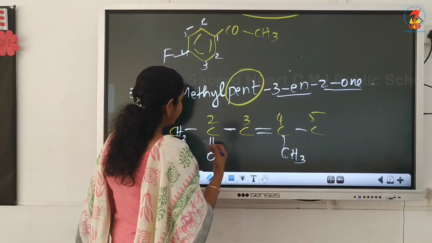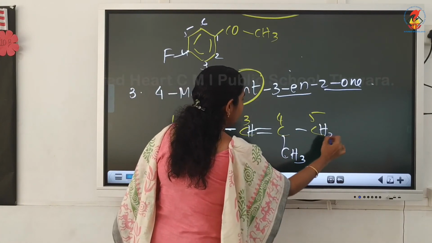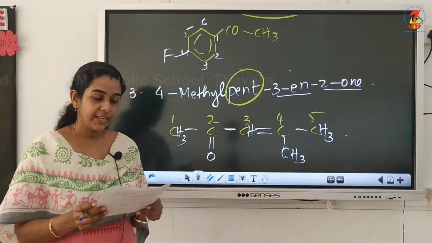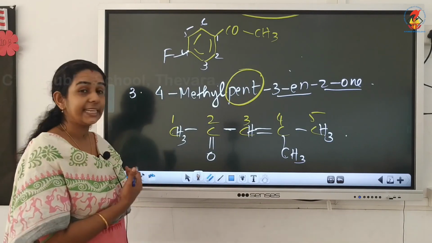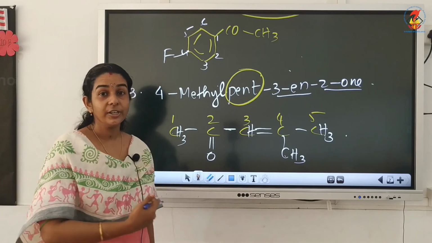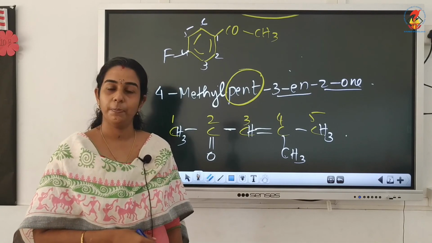This carbon already has 4 valencies over. CH. So writing the structure from the name is easy. Hope it is clear to you. So this is about writing the IUPAC name and writing the structure of organic compounds.